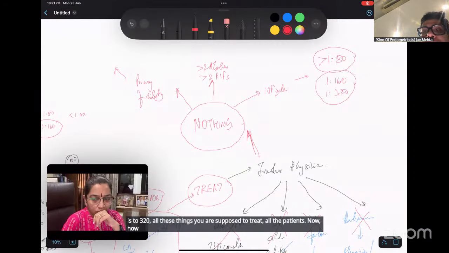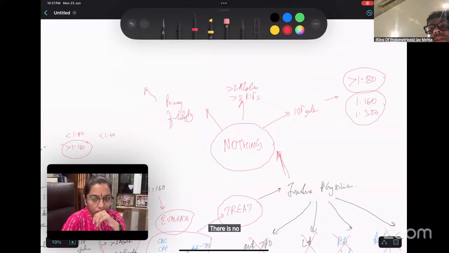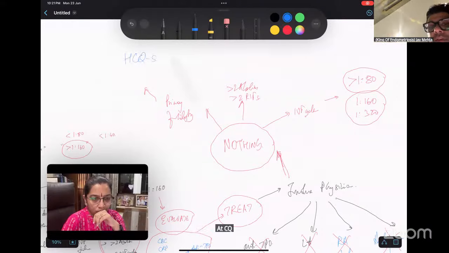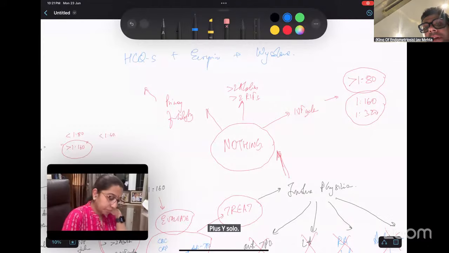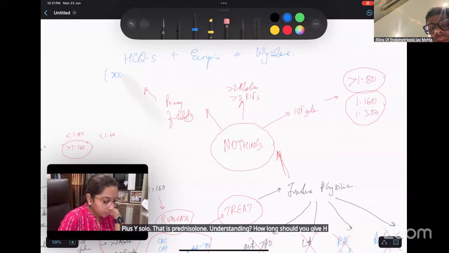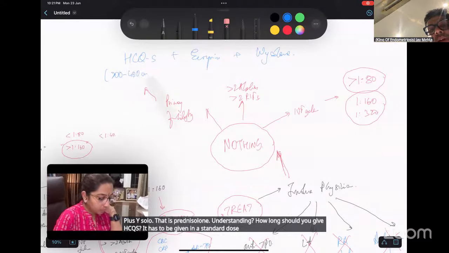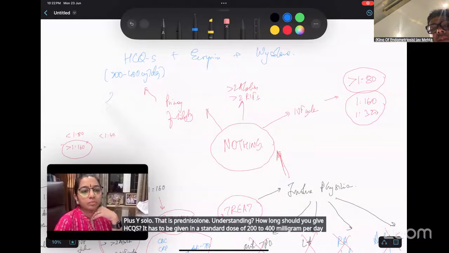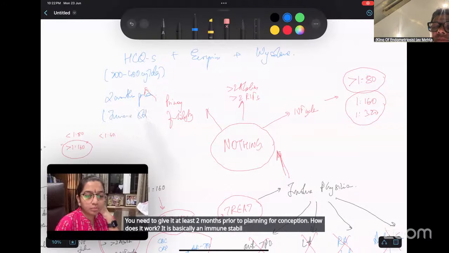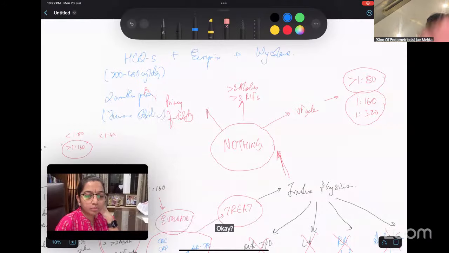Now, how do you treat these patients? There is no rocket science in this. 3 standard drugs are available: HCQS plus Ecosprin plus Wysolone, that is prednisolone. Understanding? How long should you give HCQS? It has to be given in a standard dose of 200 to 400 milligram per day. You need to give it at least 2 months prior to planning for conception. How does it work? It is basically an immune stabilizer. Just remember that much. Don't go into the details.